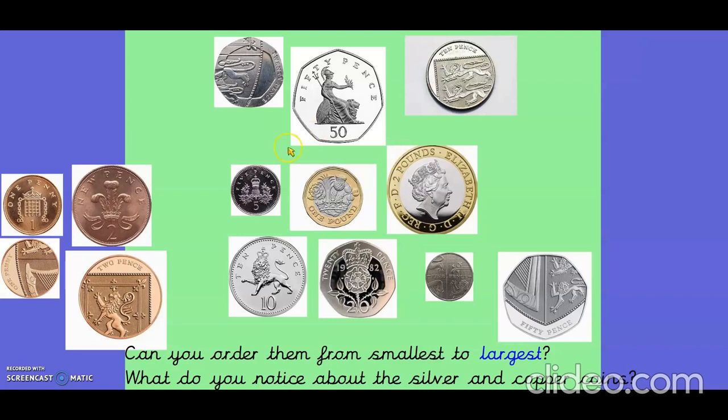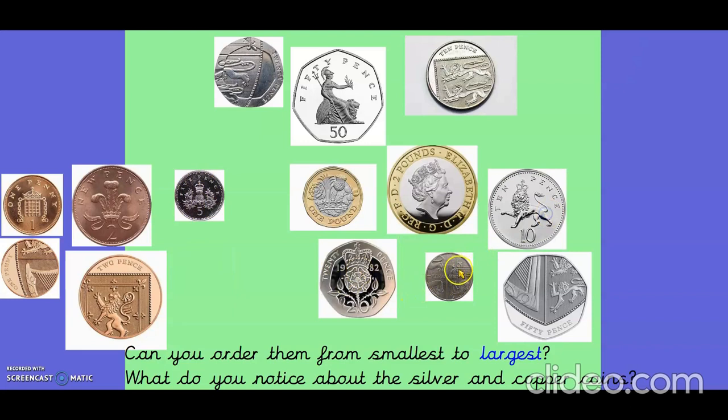No. So in our currency, we have 1 penny, 2 pence, but we don't have a 3 pence coin, and we don't have a 4 pence coin. So what do we think is the next coin after 2 pence? We've got 5 pence, and hopefully you've spotted this coin here. And this one also says 5 pence. So again, they look different, but they're the same amount of money.